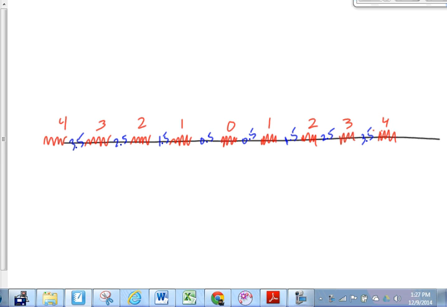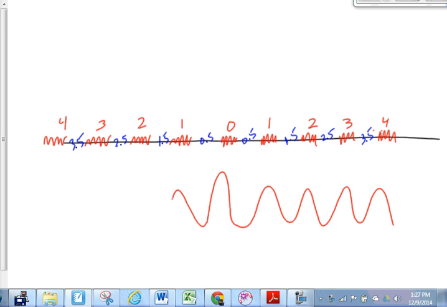If we were to, by the way, plot a graph of intensity versus position, then it would look something like this. You can see that the intensity is high when we have a bright spot, and then the intensity is low when we have a dark spot. High bright spot, low dark spot, and so on. Again, this would correspond to the central maximum, first order maximum, second order maximum, and so on.